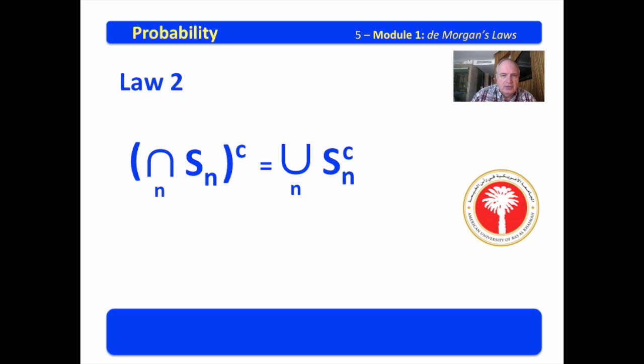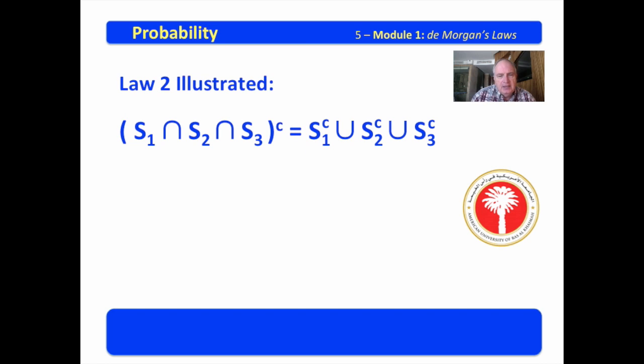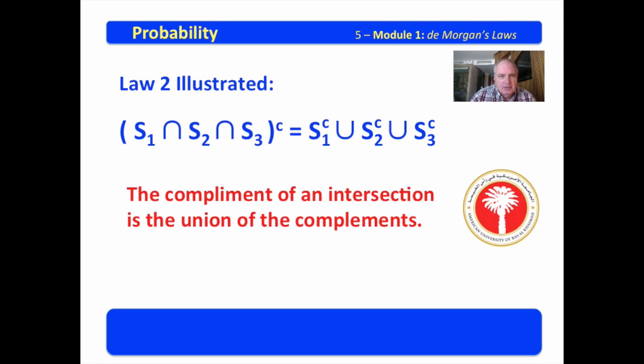Let's again draw that out into words. The complement of an intersection is the union of the complements. And here we would illustrate it in graphic form. The complement of the intersection of sets is equal to the union of the complements of the sets. So the complement of an intersection is the union of the complements.